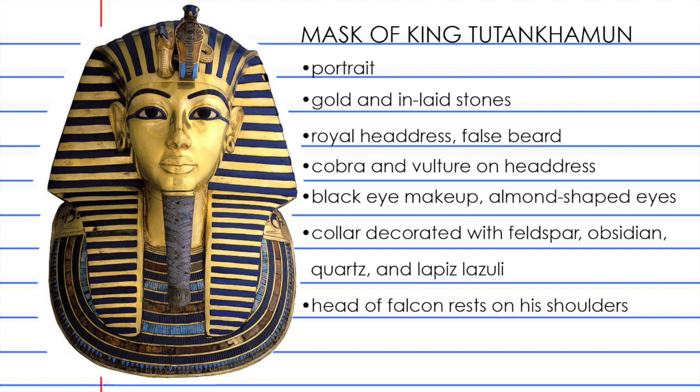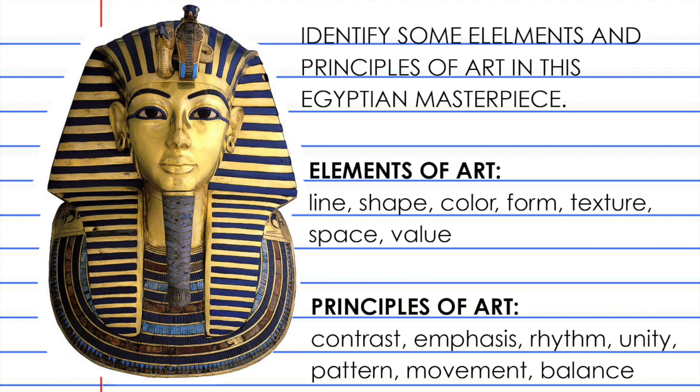Black eye makeup and almond-shaped eyes are iconic of the Egyptians. His collar is decorated with feldspar, obsidian, quartz, lapis lazuli stones. The head of the falcon rests on his shoulders. Can you identify some elements and principles of art in this Egyptian masterpiece? You may wish to stop the video here to see what elements and principles you can discover.